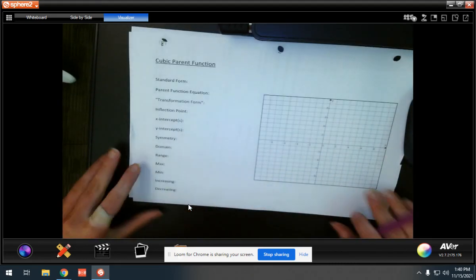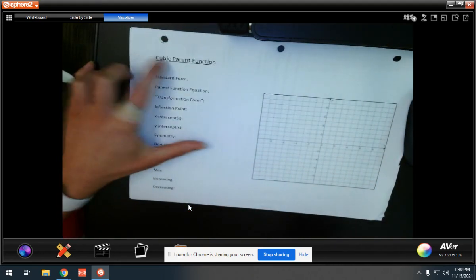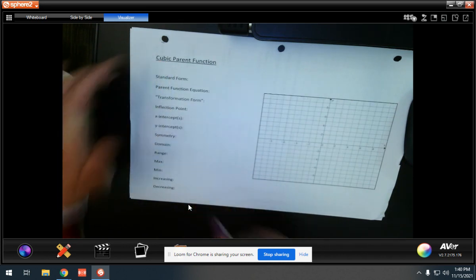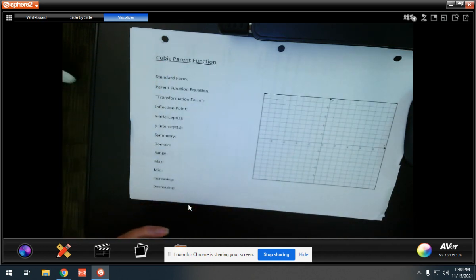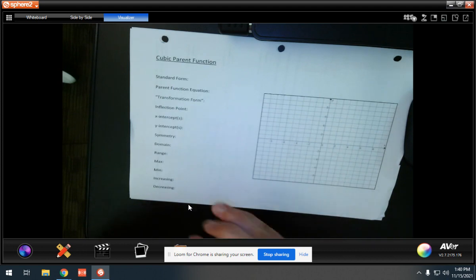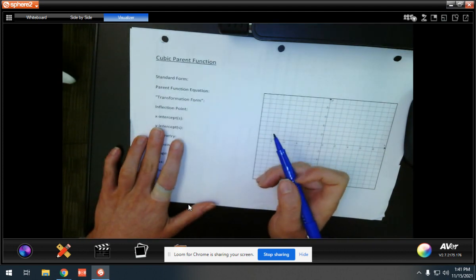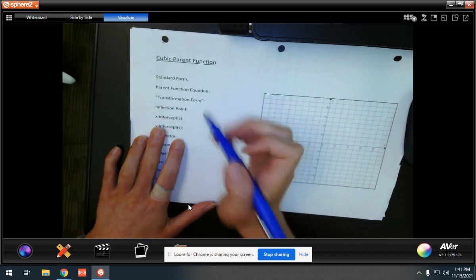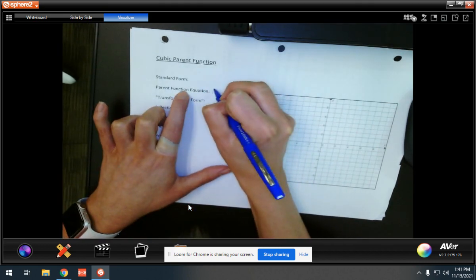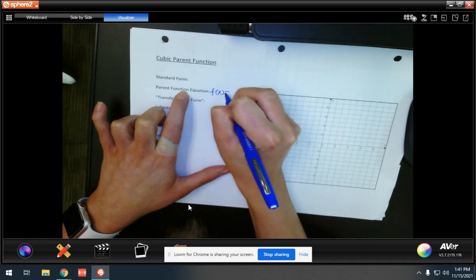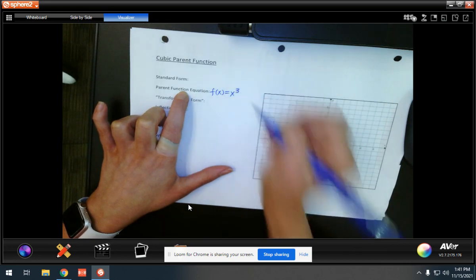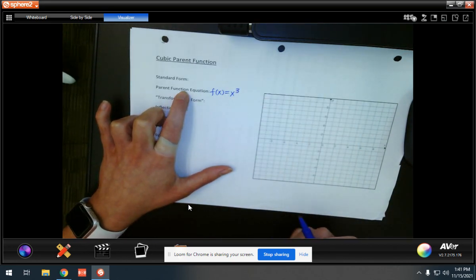All right, so we are going to talk about the cubic parent function. And so just like the quadratic parent function is the most boring quadratic function you can have, x squared, the cubic function is the most boring cubic function. So the parent function would be f of x equals x cubed. Okay, so instead of x squared, we are now working with x cubed.